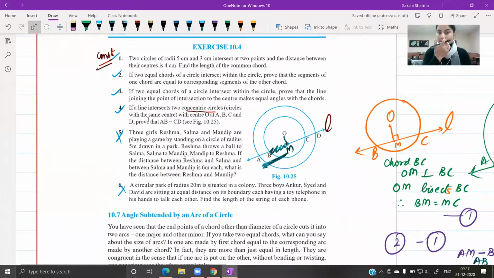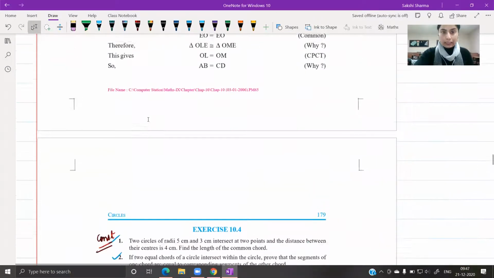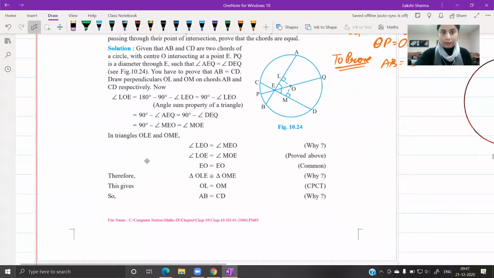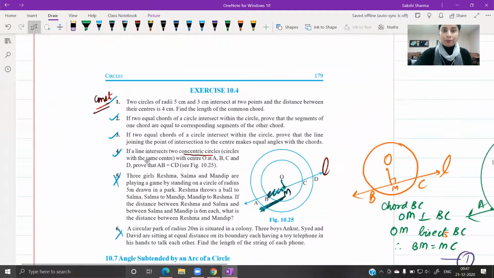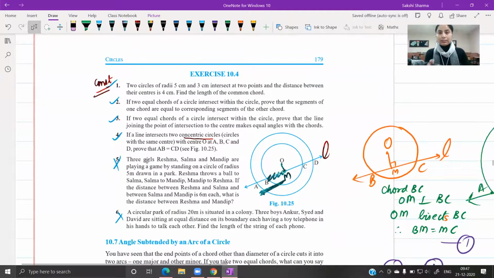Question number 3 here. Along with this, I would like you to keep in mind that the example before this exercise, example number 2 and question 3 of the exercise, they are kind of converse of each other. So what you have here is there are two equal chords in a circle. They are intersecting within the circle. So you have to draw two chords. The chords must be intersecting, and keep in mind those chords are given as equal.